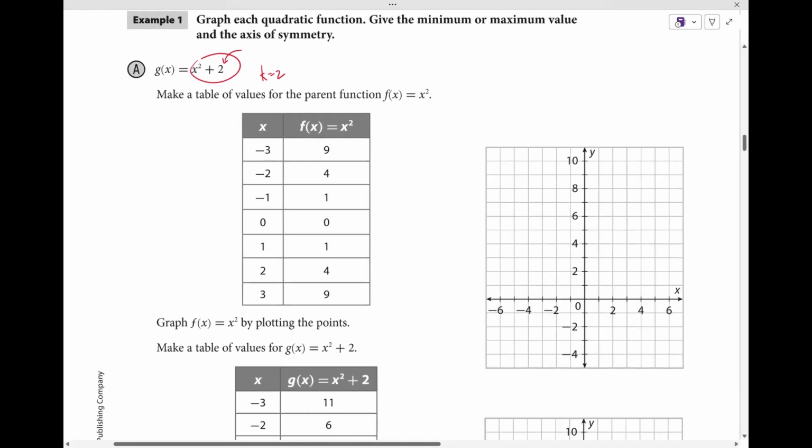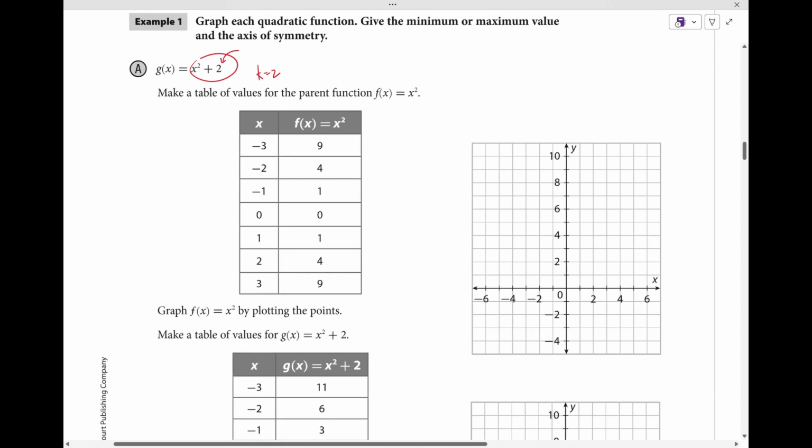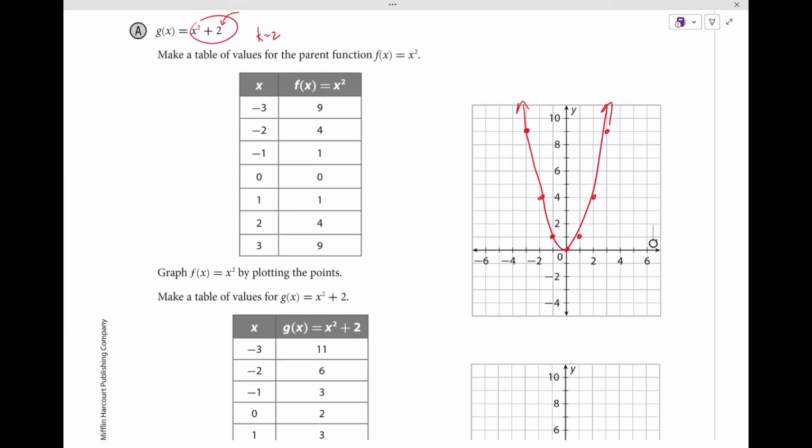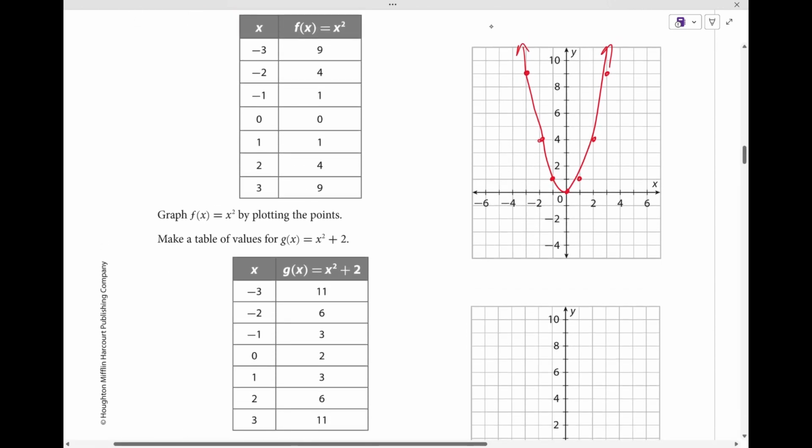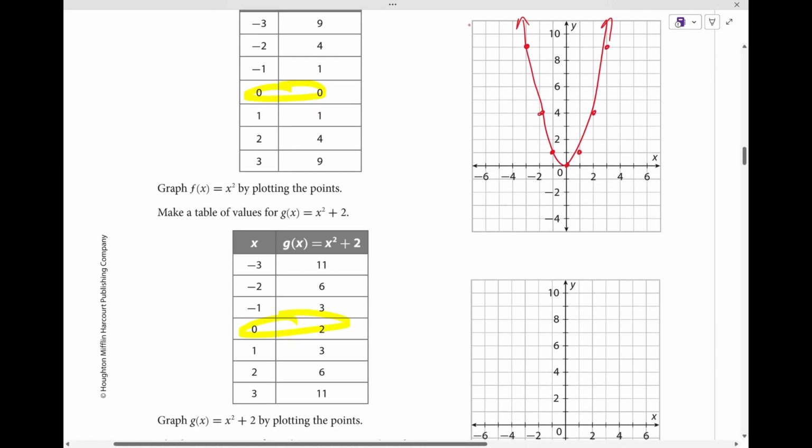So what they did here is first they graphed the parent function. So just like before, (0, 0), (1, 1), (2, 4), (3, 9), and (-3, 9). Here's my parabola. Okay, close enough. Here's my parent function. Now to graph the new function, notice I have the point (0, 0) here. Over here I have the point (0, 2). So that's going to go up 2.